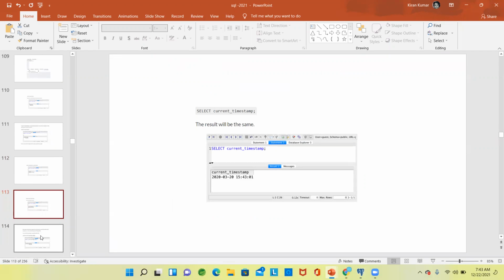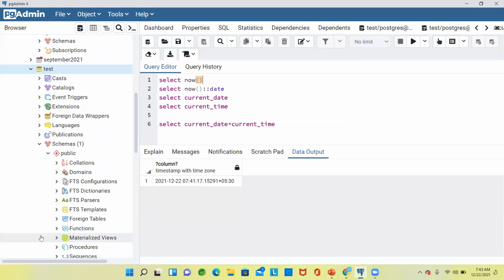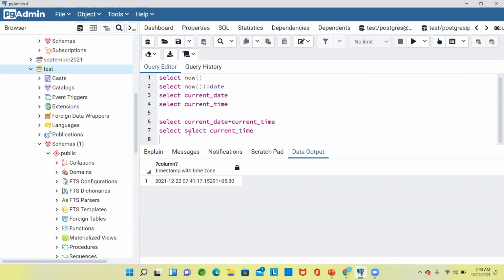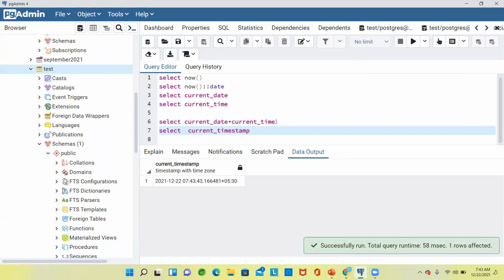Current timestamp will also be another data type. Current timestamp. Apart from this, we can mention it as select current timestamp. Okay, current timestamp.